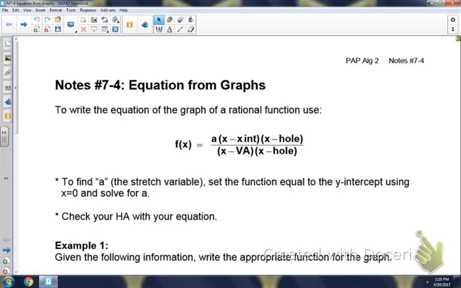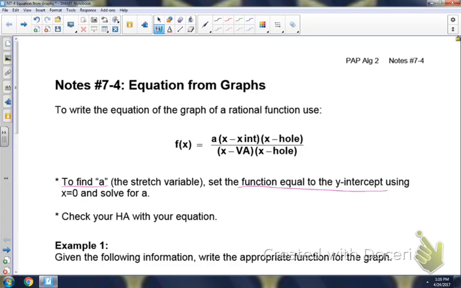And then x minus your hole on top and on bottom, because your hole, remember, is the factor that cancels out. And then x minus your vertical asymptote on the bottom, because your vertical asymptote is what causes our denominator to be 0. Alright, so a is your coefficient. It says to find a, because you're not going to know a.